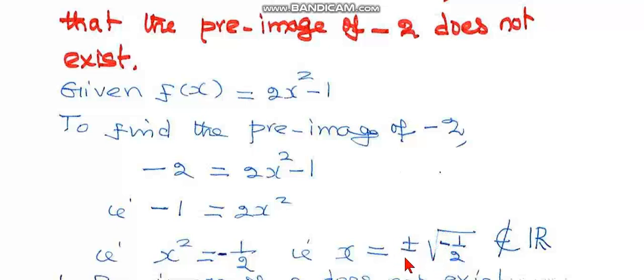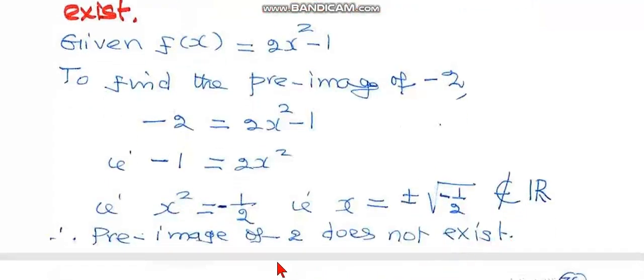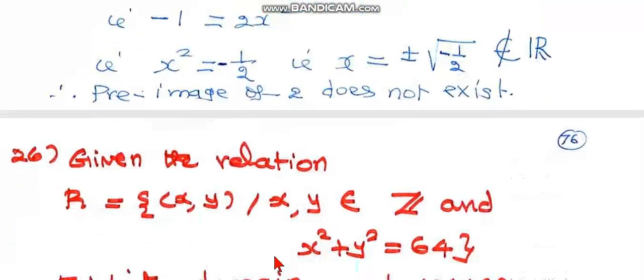So this plus or minus root of minus 1 by 2 does not belong to the set of real numbers. That means what? The pre-image of minus 2 does not exist.